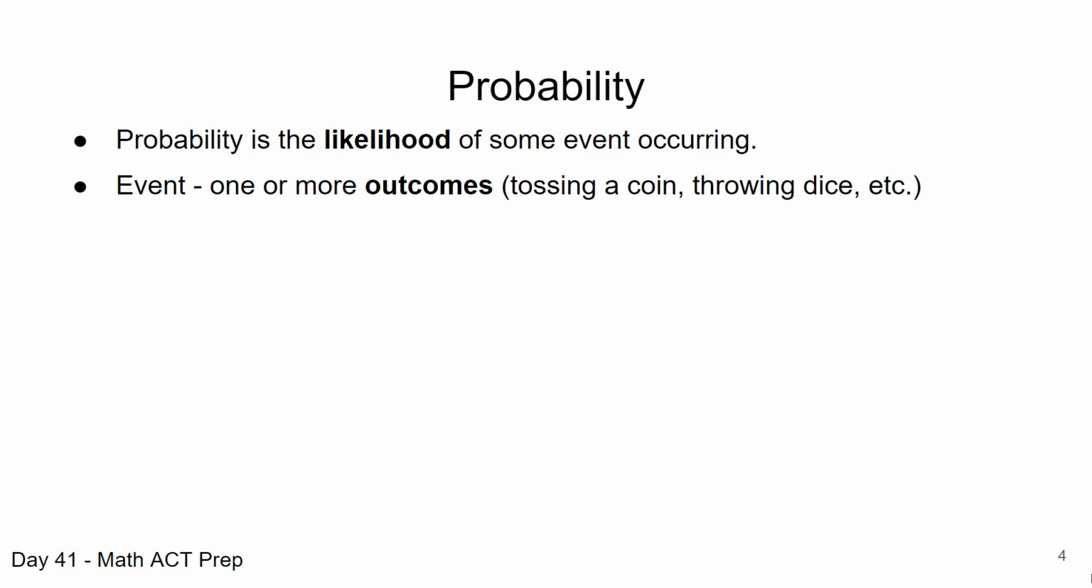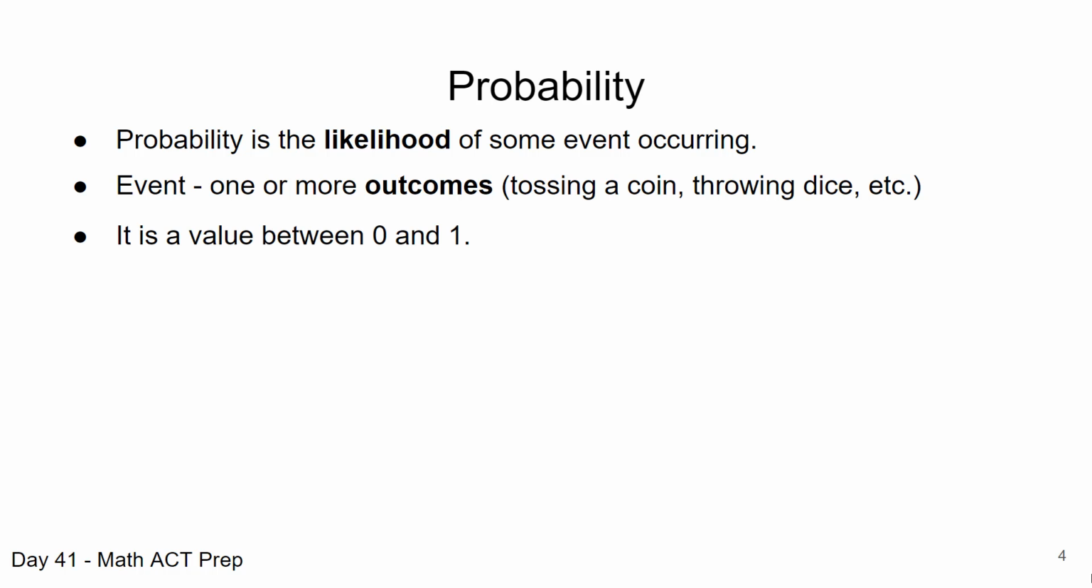Using a word from that definition, event, that is something when you have one or more outcomes. So when we're talking about tossing a coin, is it heads or tails? Each one of those tosses is an event. Throwing a dice, what do you roll when you throw a dice? That is an event. Things like that. So our probability is the likelihood of having some particular event.